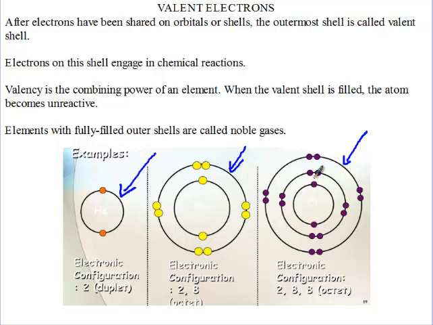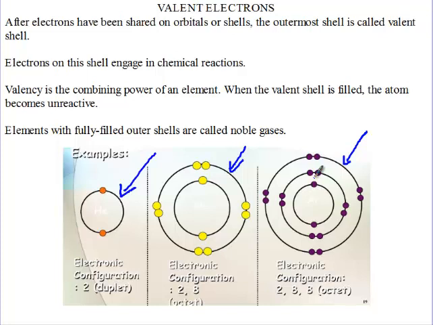We have another word called valence. It is the combining power of an element. It shows how well an element will combine. If the element can give away few electrons, that element is very reactive. If an element can accept very few electrons, it also means it is very reactive. When the valence shell is filled, the atom becomes unreactive.